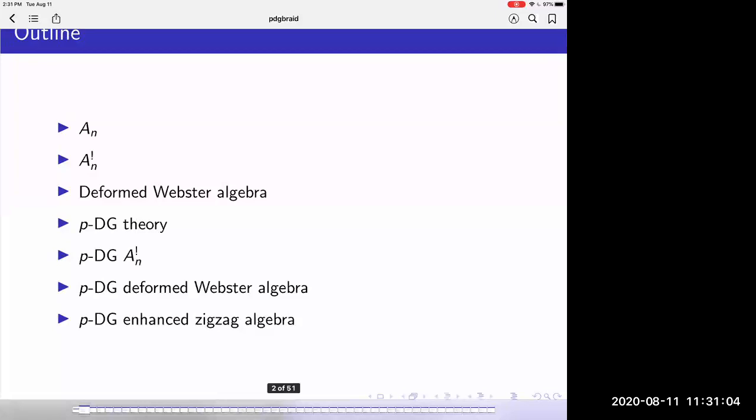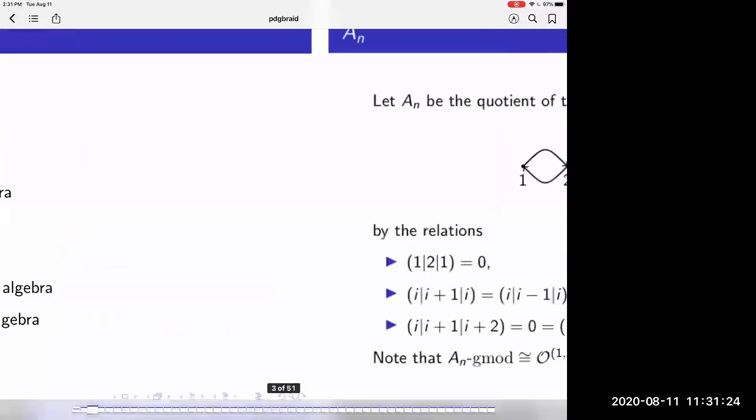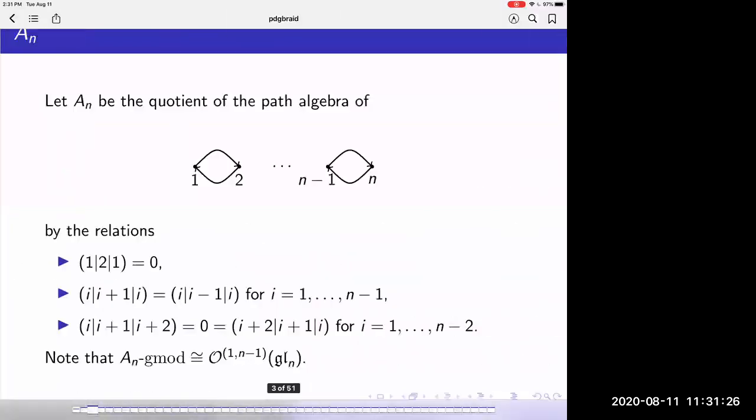Then I'll move into a quick overview of PDG theory, a review of what we saw in Chiyu's talks. Then we'll import the PDG theory to this AN shriek case, then to this deformed Webster case, and then maybe some work in progress about returning back to the PDG story with the original zigzag algebra. Okay, so this will be kind of a review for many of you here, but I'll go through it.